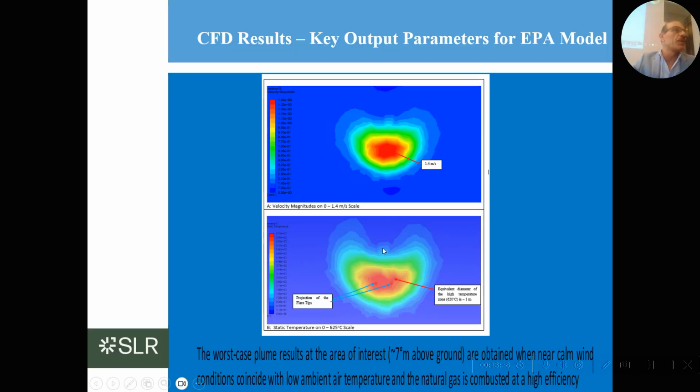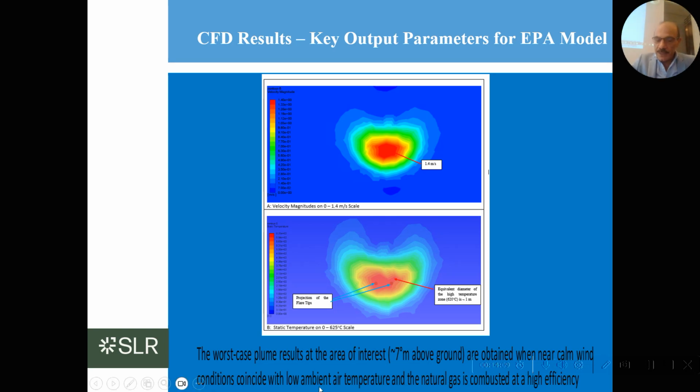Here, just more output from the CFD results. This is showing the equivalent diameter of high temperature. And you see with CFD, once you have a valid numerical result, it's very easy to post-process and present the results the way you want. You could look at any 2D sections, and then you could easily look at the equivalent diameter of the plume, equivalent speed of the plume, and equivalent temperature of the plume. You could then use this for the EPA model.